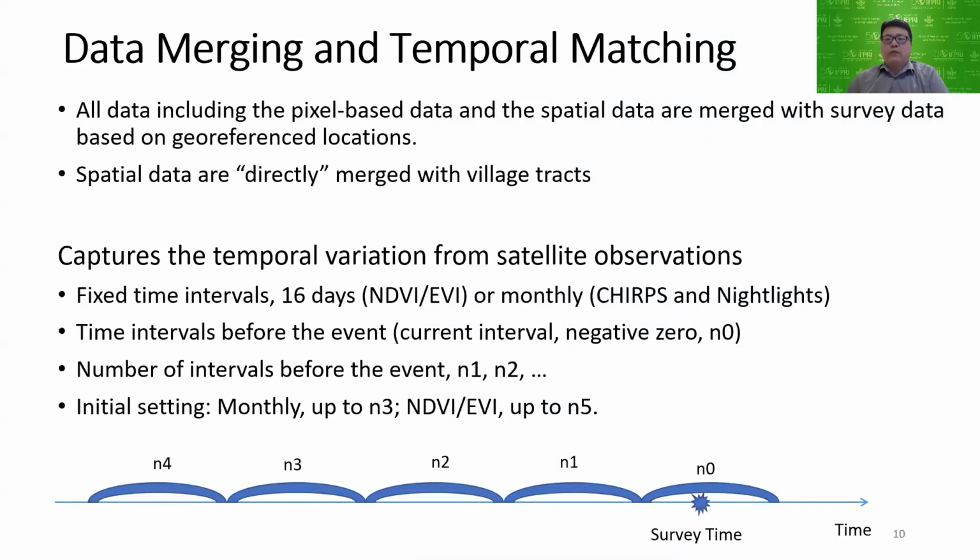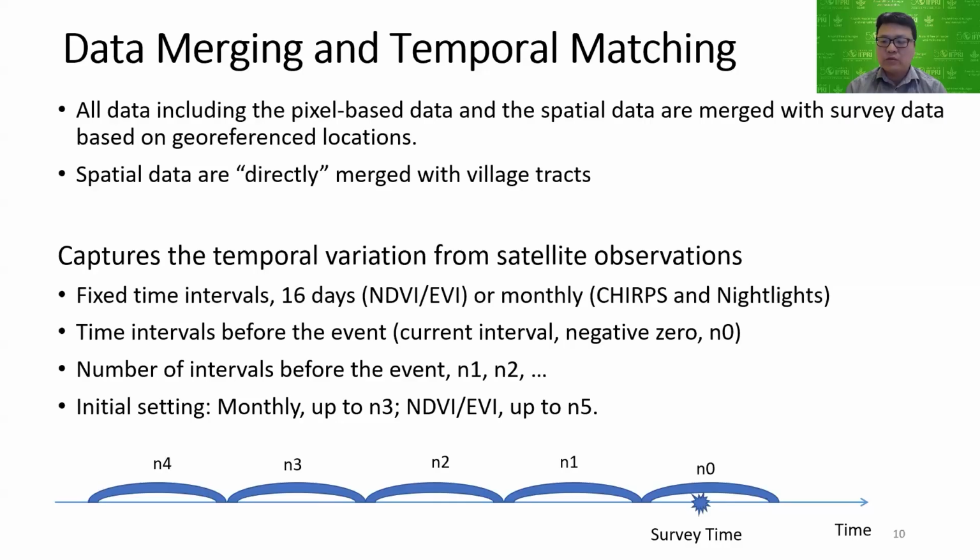For data merging, we have two types of data. One is not time series, just one time, like elevation, slope, and travel times. For these, we just link the data between the food security consumption data and the GIS data based on the georeferenced coordinates, latitude and longitude, at the village tract level, which is our study unit.